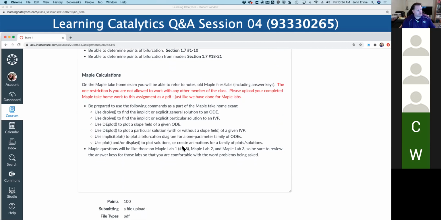And then these are the things you're expected to know for the Maple lab. On the Maple take-home part, the only restriction is you can't use people. So you can't talk to one another about the Maple take-home, but you can use your notes. You can use all the Maple files I have online. You just can't work with one another on that take-home portion of the exam.